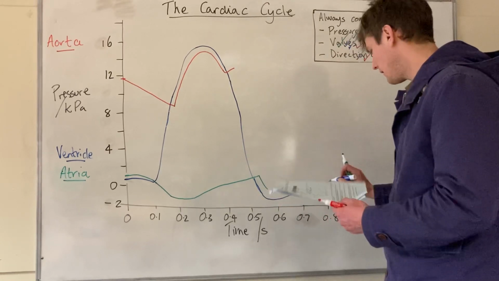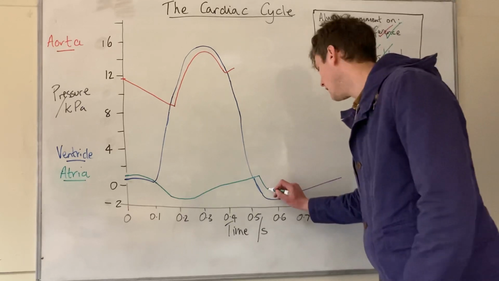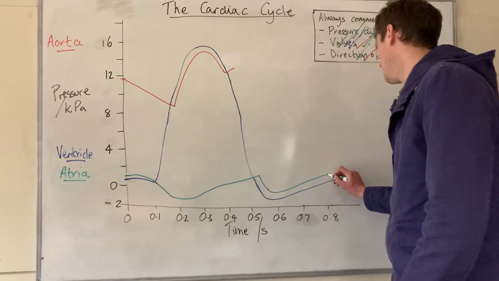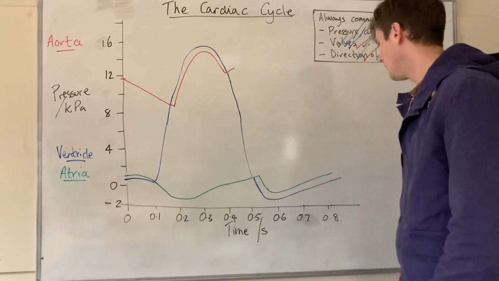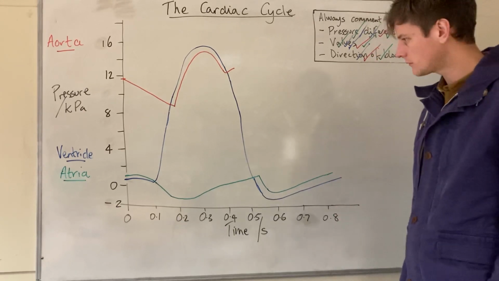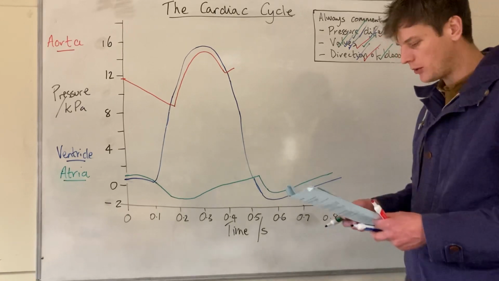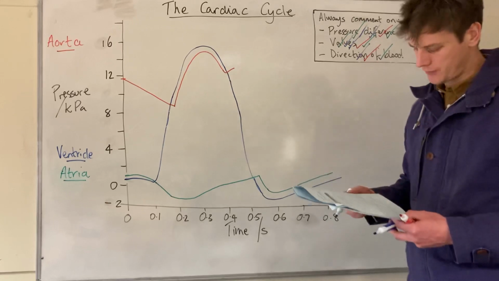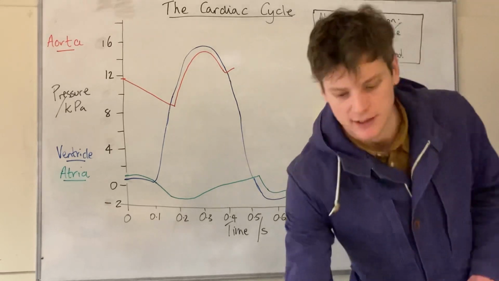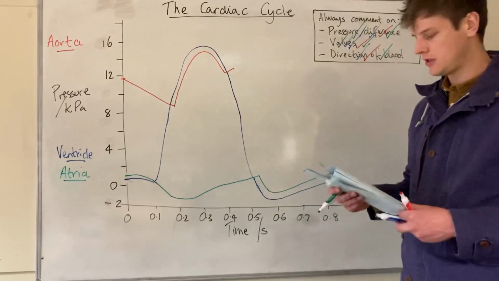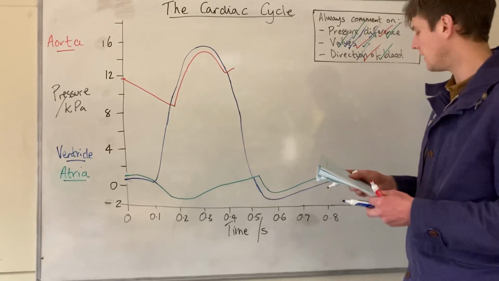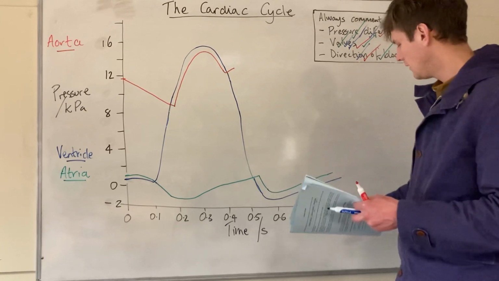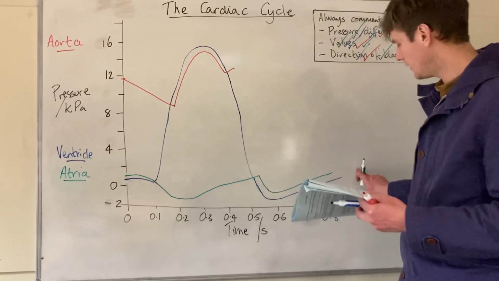I'm going to show it like that, with the pressure in the atria being greater than the pressure in the ventricle. And then at this stage, at 0.8, now you can't actually see it from the graph on page 4 of your notes, but you can see on the graph on page 3, on question 3 in the question booklet, this is the beginning of the next cycle.